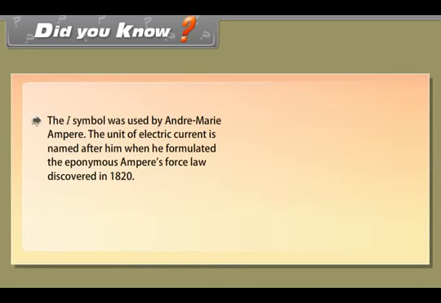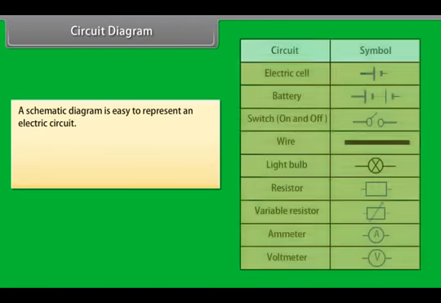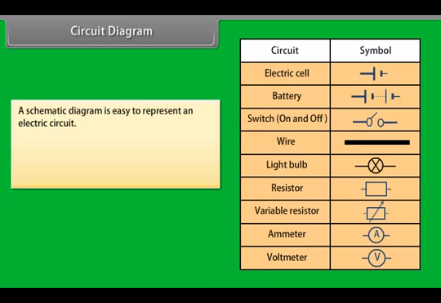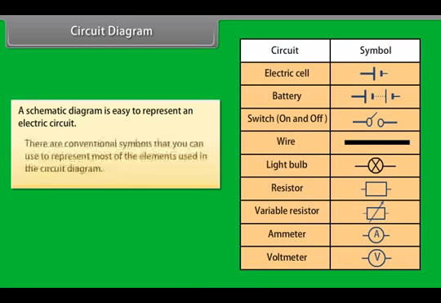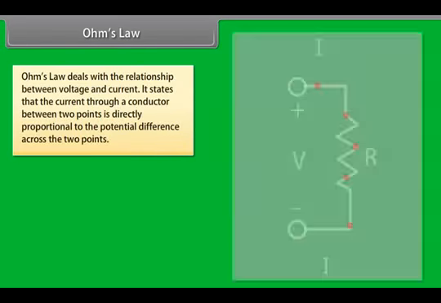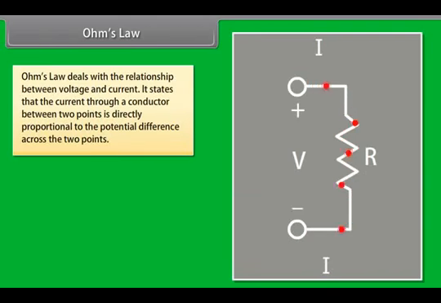Did you know? The I symbol was used by André-Marie Ampère. Circuit diagram. A schematic diagram is an easy way to represent an electric circuit. Ohm's law. Ohm's law deals with the relationship between voltage and current. It states that the current through a conductor between 2 points is directly proportional to the potential difference across the 2 points.